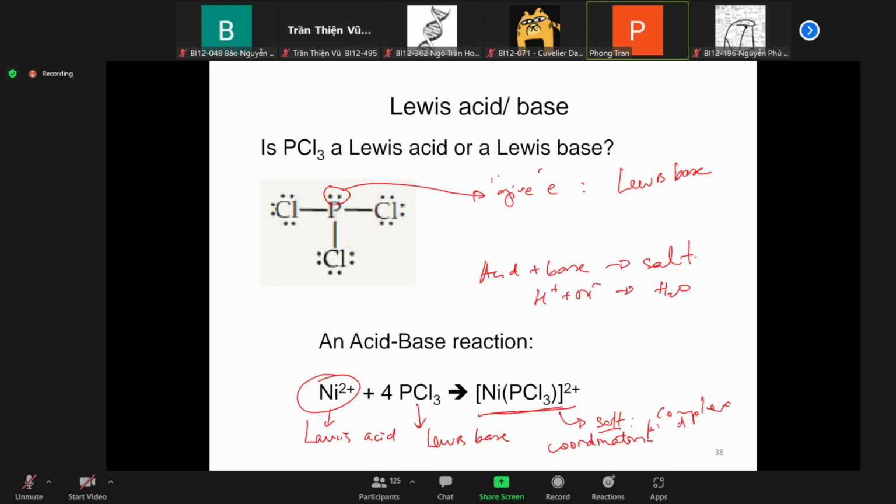So to conclude, if you have the central atom which has a non-bonding pair of electrons, that means the non-bonding pair of electrons can be given. So it becomes a Lewis base. Okay?